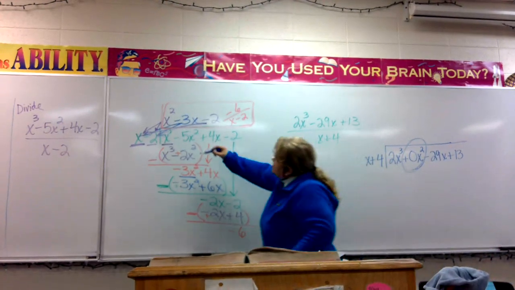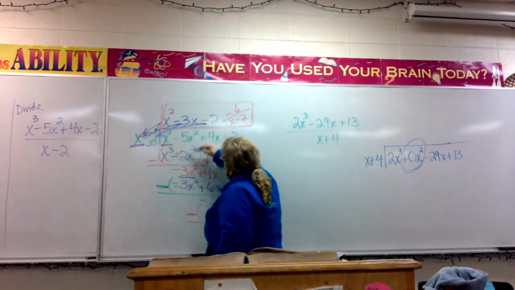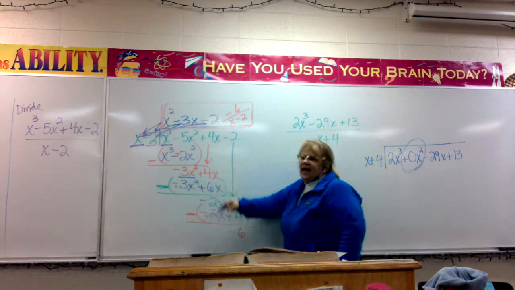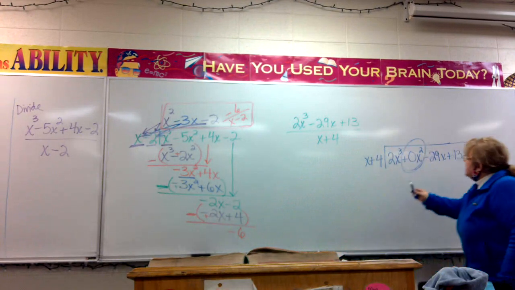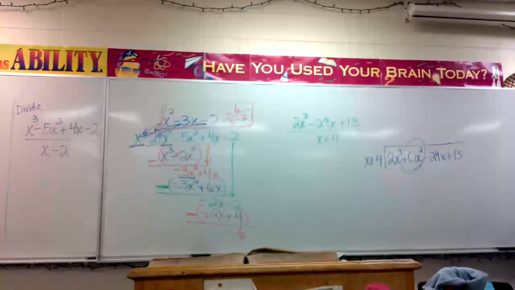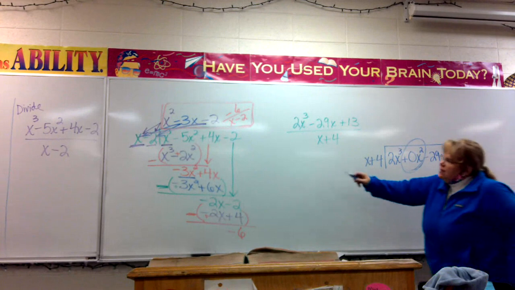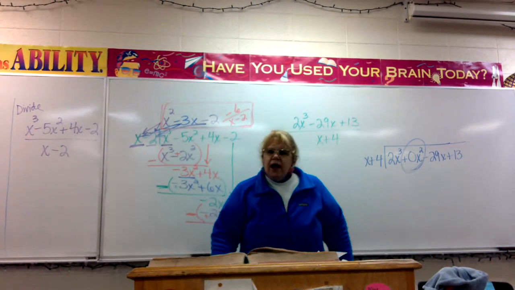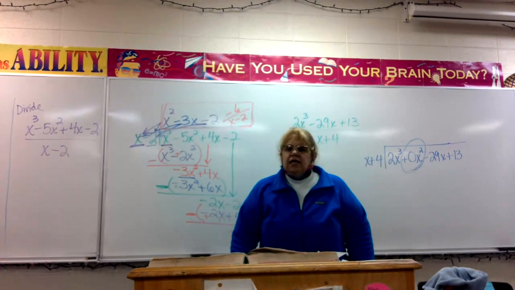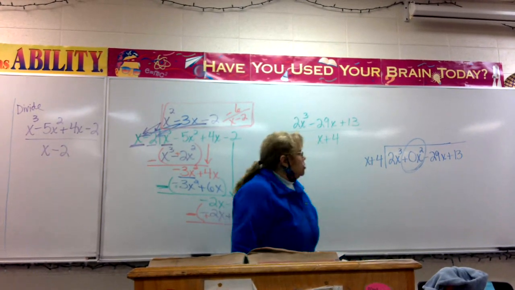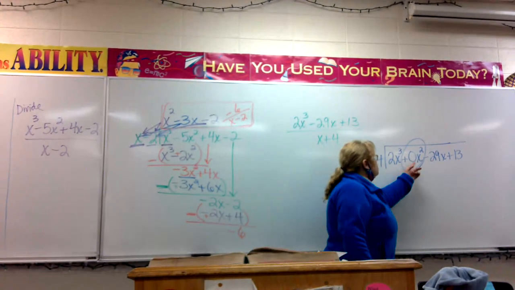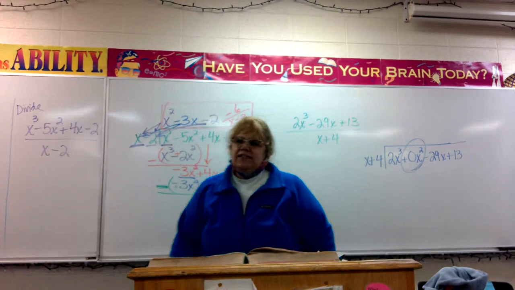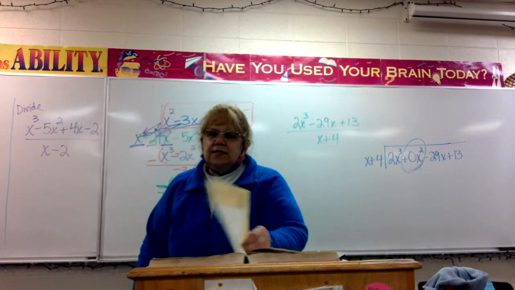Look over here. X to the thirds line up. X to the seconds line up. X to the seconds line up. Regular old x's line up. If you forget to put in 0x to the second, they're not going to line up like this. You're going to have x to the seconds take away regular old numbers, and it won't work. So make sure if anything is missing, you put in 0 of those. Got it?